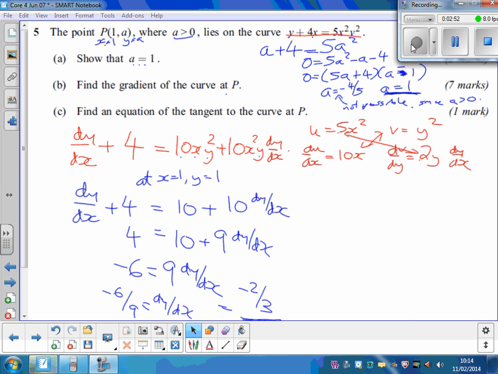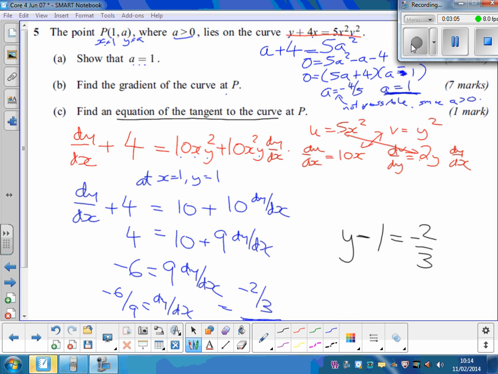There's then a nice giveaway mark at the end there. Find the equation of the tangent. And of course, equations of tangents are y, take away the y number. The y number we kept using was 1, equals gradient. Is it normal or tangent? Tangent. So it is just that number there. Gradient, x, take away the x number. It's only 1 mark, so just leave it like that.